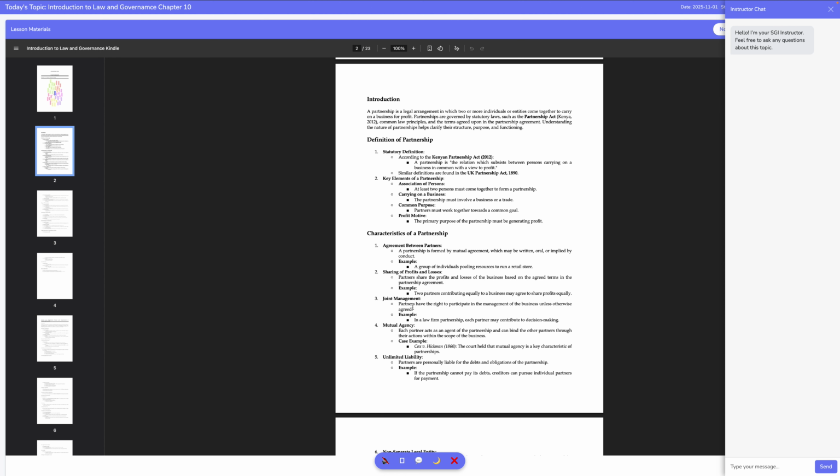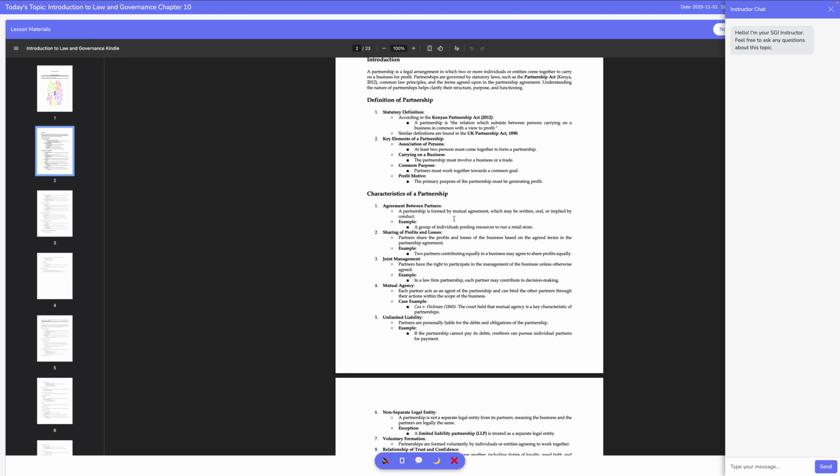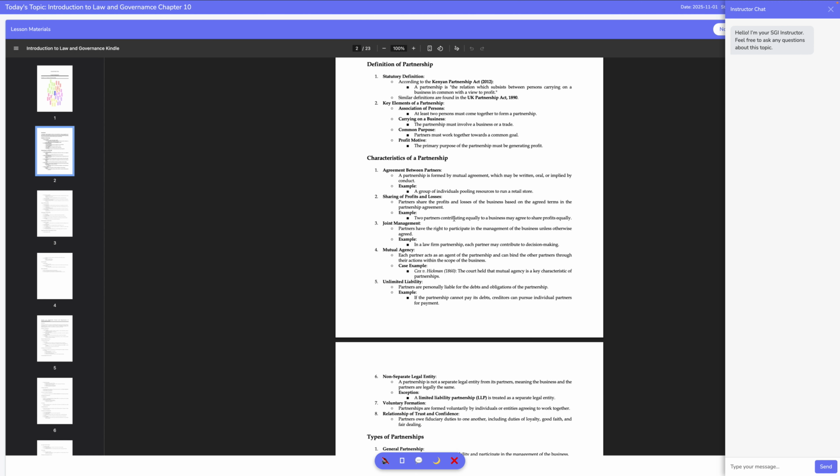The implications of mutual agency are profound. If one partner enters into a contract on behalf of the partnership, all partners may be held liable for its fulfillment. Unlimited liability is a concept that often distinguishes partnerships from other business forms. In general partnerships, partners are personally liable for the debts and obligations of the partnership. If the partnership cannot pay its debts, creditors may pursue individual partners for payment, potentially impacting their personal assets. This risk underscores the importance of trust and due diligence when selecting partners.